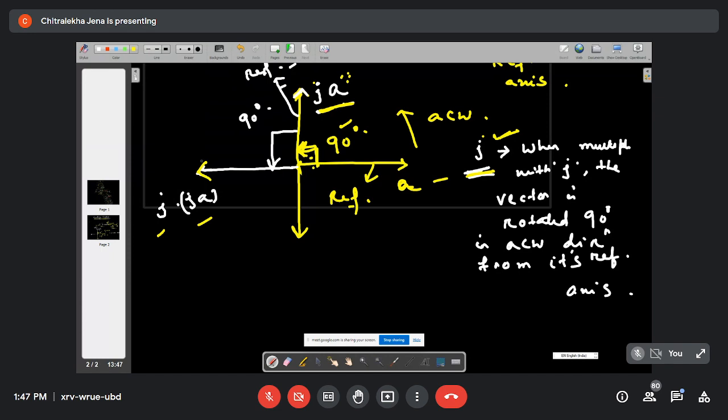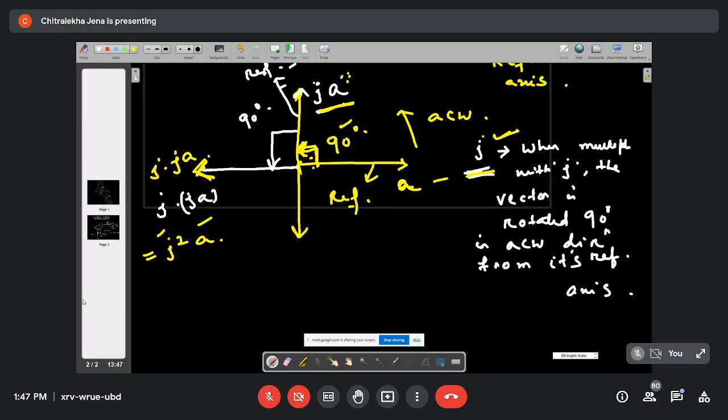Now, what will be this vector? I have to write down how much? j into A. Now it is clear. So this is equal to how much? This is equal to j square into A. Got it or not?